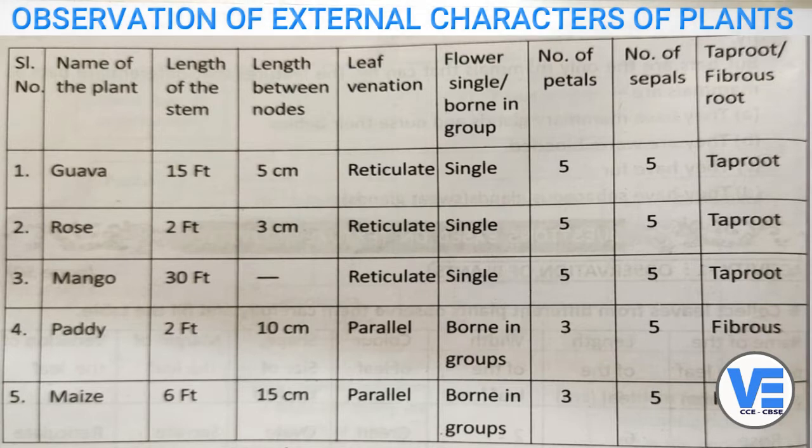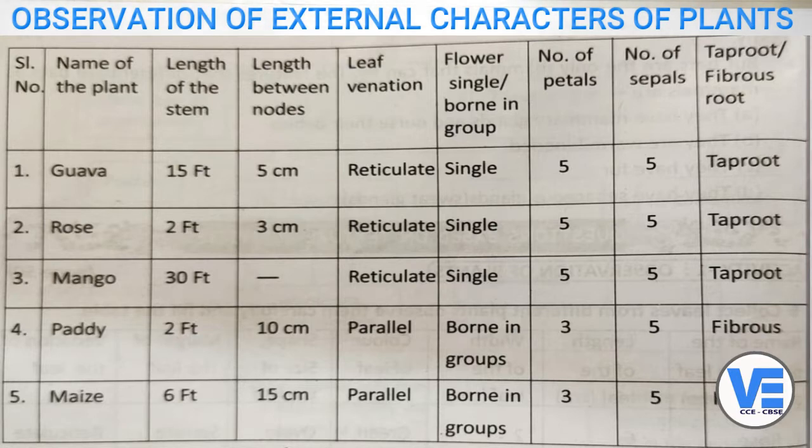Okay, so here what you can check is that guava, rose and mango have 5 petals. They are 5 petal flowers, and paddy and maize have 3 petal flowers. Now coming to the number of sepals, all of the examples have exactly 5 sepals. So there is no variation seen in the sepals.